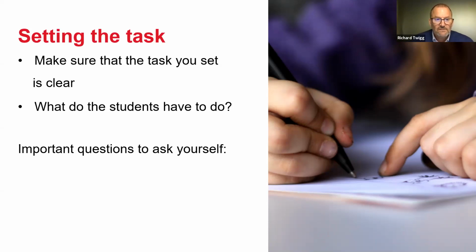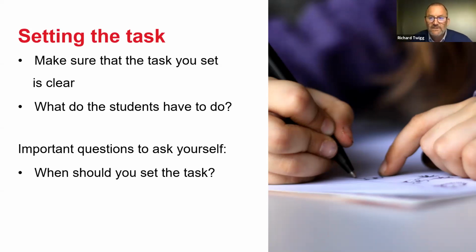When we set the task, there are some important questions that we as teachers, or you as teachers, need to ask yourselves. So the first one is, when should we set the task? Ideally, we shouldn't be setting the task 5 minutes before the bell goes, 5 minutes before the end of the lesson. Oh, by the way, here's your homework. It's a piece of writing for you to do. We should set the task when we have time to analyze it with the students. The students need to be aware of what's expected of them, what the task involves, and what it is that they need to do as a result of the task that we have set them.